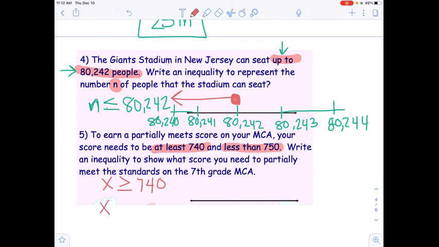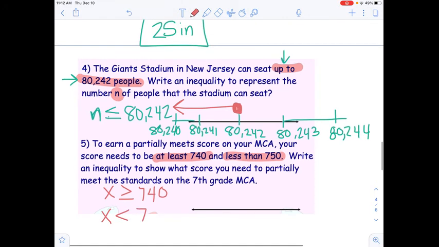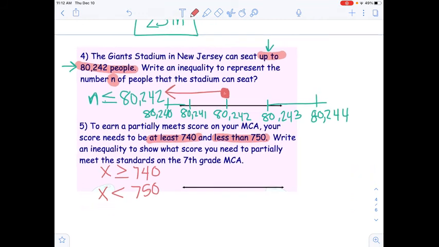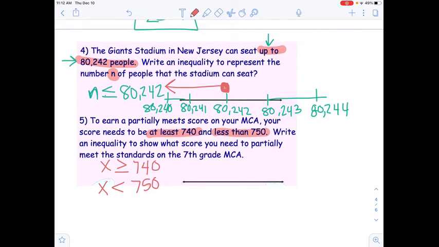And then X also has to be less than 750. So we know less than, we write like this, and we have 750. So when we write problems like this, we know our X has to be in the middle and both arrows have to be pointing in the same direction. So I always start with the X is less than 750. And then I'm going to flip this first one around so that the X would be on the right side. So we know X is greater than or less than, so I'm like writing it backwards almost. 740.